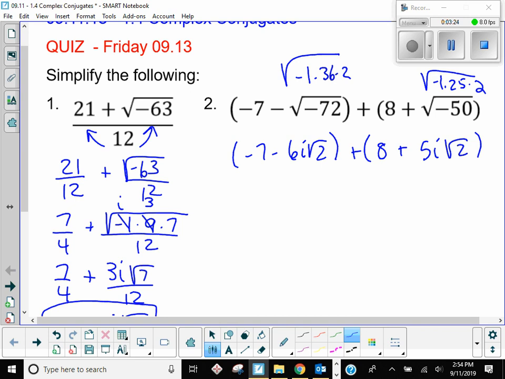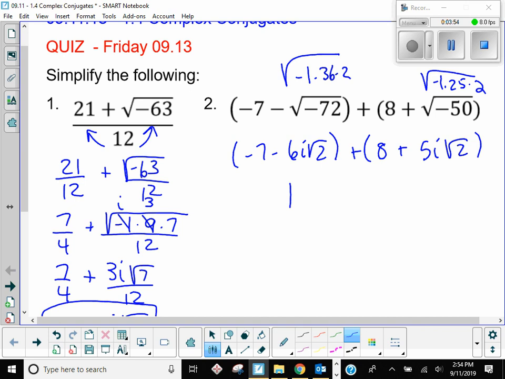And then yesterday was when we did operations on complex numbers. This is a plus, an addition of 2 complex numbers. And from our notes yesterday, it said combine the real pieces and then combine the imaginary pieces. What are the real pieces here? 8 and -7. That gives me 1. The imaginary pieces are the -6I radical 2 and the 5I radical 2.